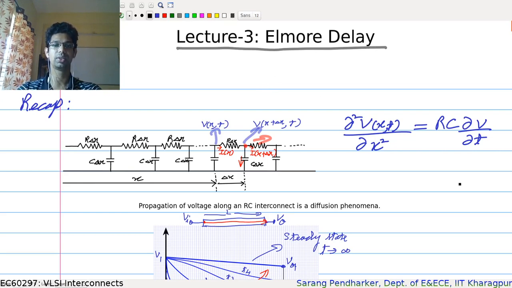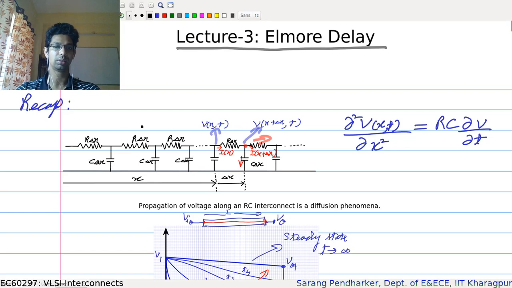In the previous lecture, we developed a distributed model for an interconnect, a distributed RC model. We argued that the resistance of an interconnect is distributed throughout its length, and similarly the capacitance is also distributed throughout the length. If you want to model an interconnect accurately, you need to take into consideration the distributed nature of resistance and capacitance. So we defined the resistance per unit length and the capacitance per unit length.